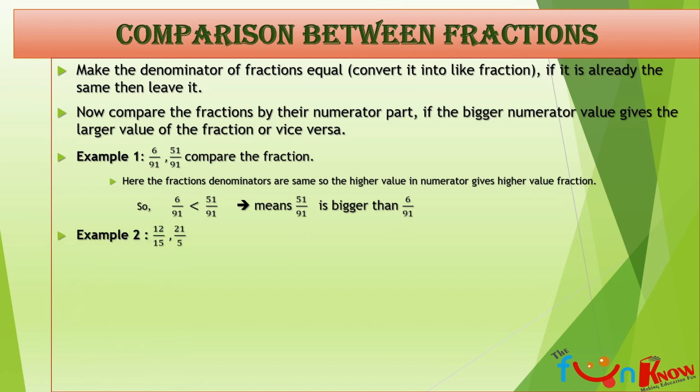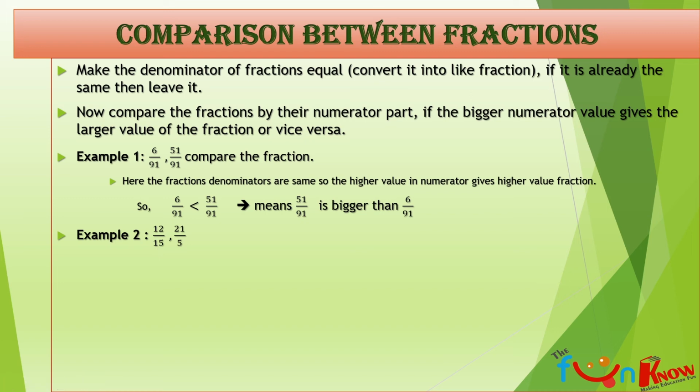Here it is 12 by 15 and 21 by 5. Students, here we have to apply our step number 1 because we can see both the denominators are different. One denominator is 15 and one is 5. So here you have to convert these fractions into like fractions first. I hope you know how to convert into like fractions, students. We have seen in an earlier video how to convert into like fractions.